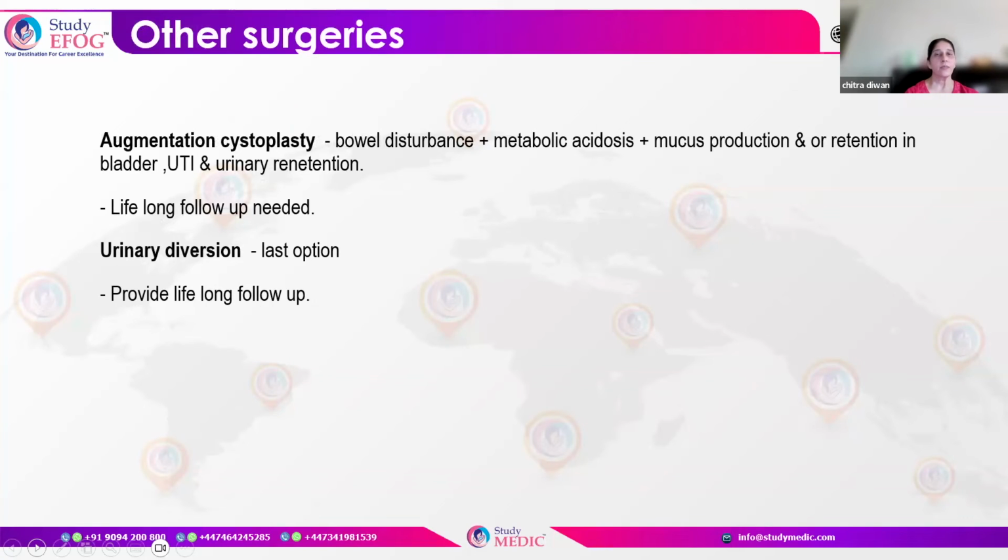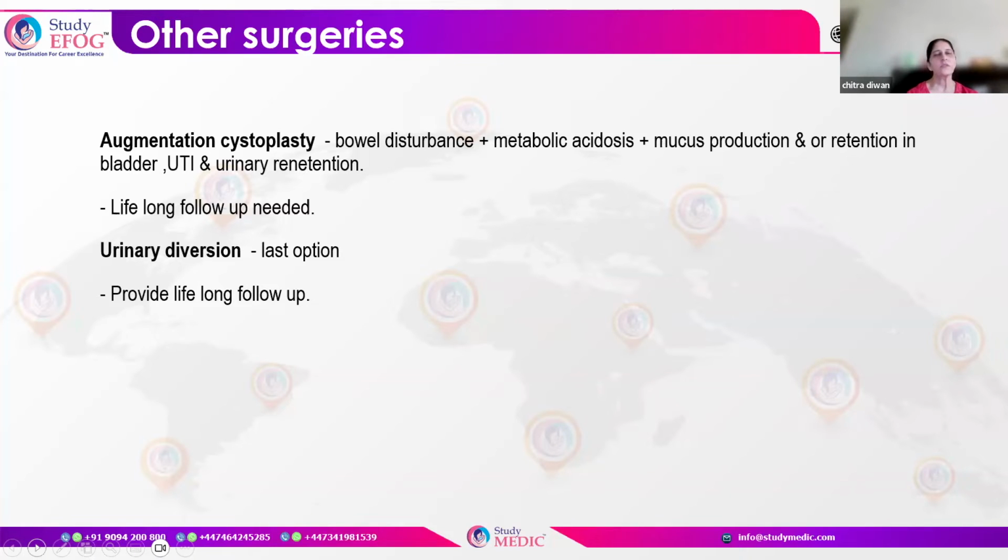The other surgeries that can be offered are augmentation cystoplasty. Now, this can lead to bowel disturbance. You can have metabolic acidosis. There is mucus production because you are implanting a part of the bowel into the bladder. This can get retained in the bladder. And you can have urinary tract infection and also urinary retention, and a very low risk of adenocarcinoma. This needs lifelong follow-up. So the woman has to be committed to lifelong follow-up.